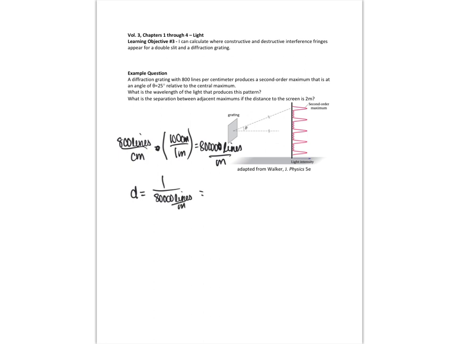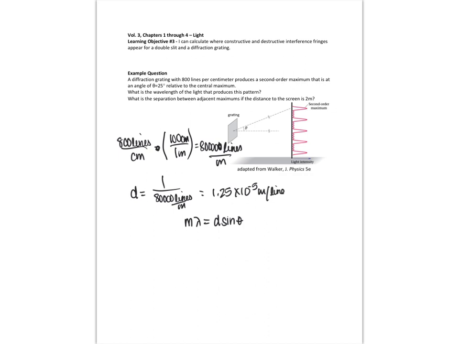Because this would give us the measurement between adjacent slits. This would be 1.25 times 10 to the minus 5 meters per line. That just tells us the separation between two adjacent slits on the diffraction grating, and this is what we use in our expression for where we want to find maximum. We're looking for d sine theta is equal to m lambda.